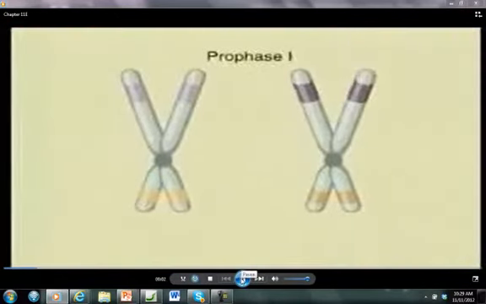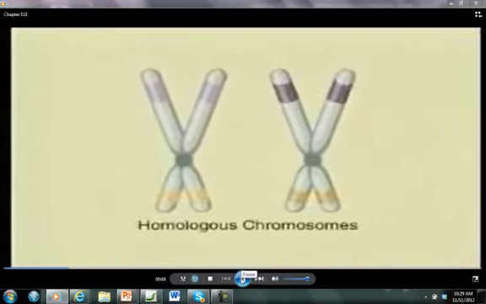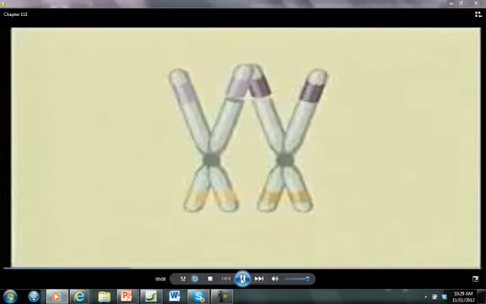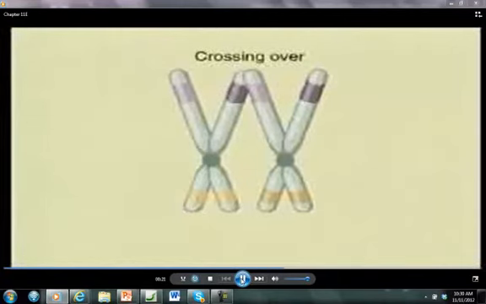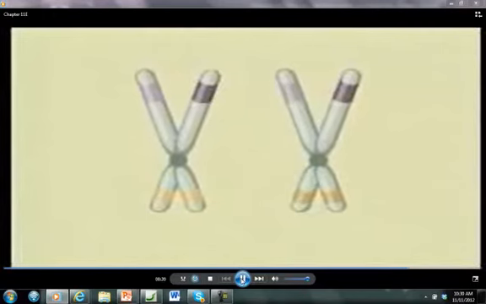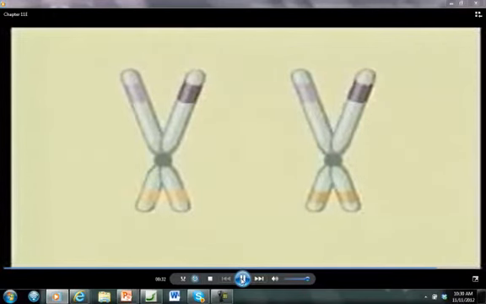During prophase 1 of meiosis, homologous chromosomes come together as pairs. While lined up in this way, non-sister chromatids break at corresponding points. The chromatids then switch fragments, exchanging segments. This process is called crossing over. Crossing over allows chromosomes to exchange alleles. As a result, alleles are brought together in new combinations.